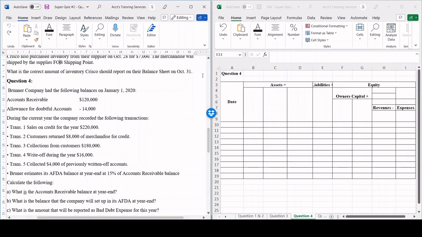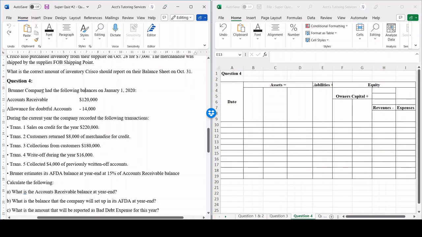All right, next we're going to do question number 4. This one is on chapter number 7, Accounts Receivable. It's a very important question. This will for sure be on the super quiz number 2 and also on the final exam. You can expect a similar type of question, but obviously don't take my word for it. Teachers can switch up at any time. Let's dive right into it.